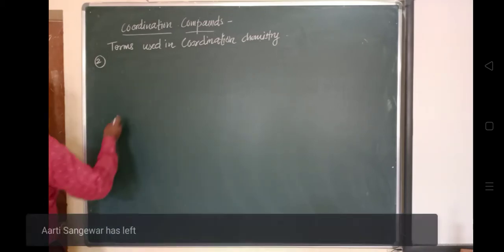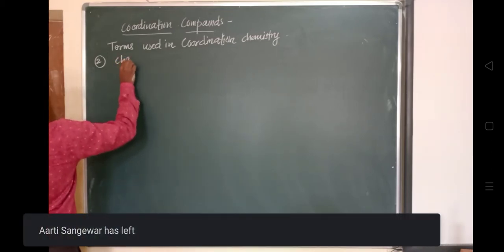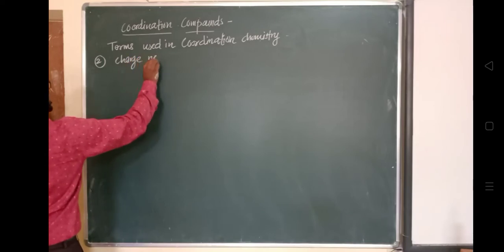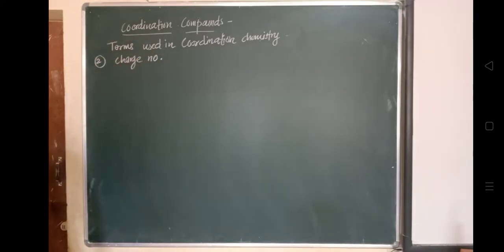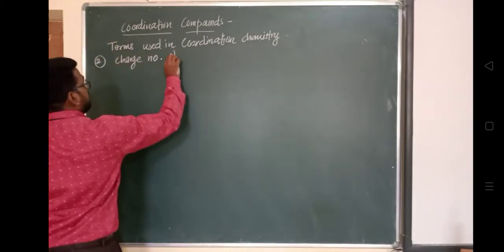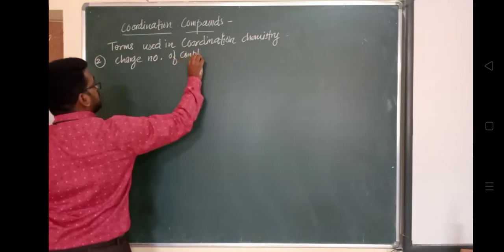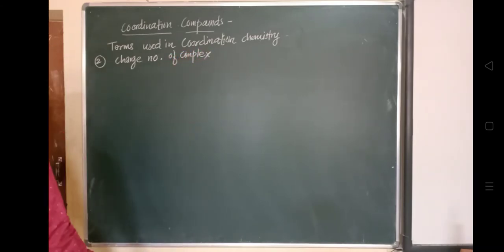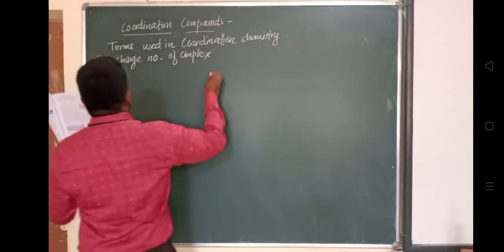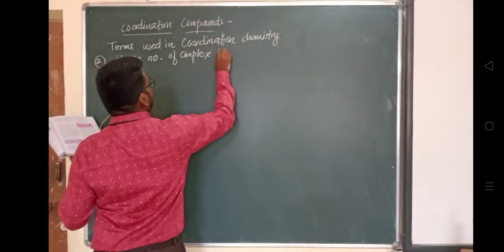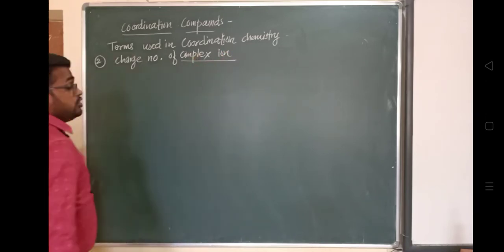So charge number of a complex ion. Complex ion, अभी जो देखा हम लोगों ने. So this complex ion was what? [Fe(CN)6], which was having a 4 minus charge. So this is a complex ion. So उसका charge number, how to calculate its charge number, that we will see.